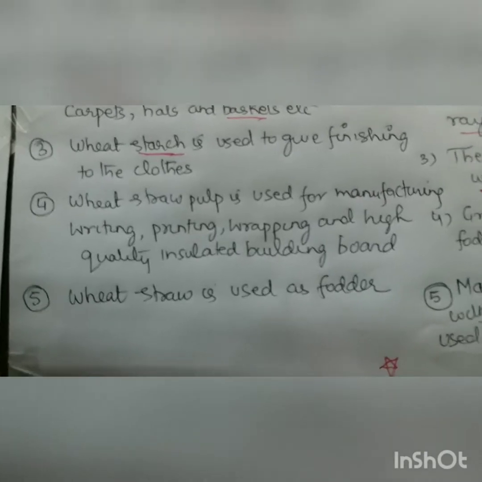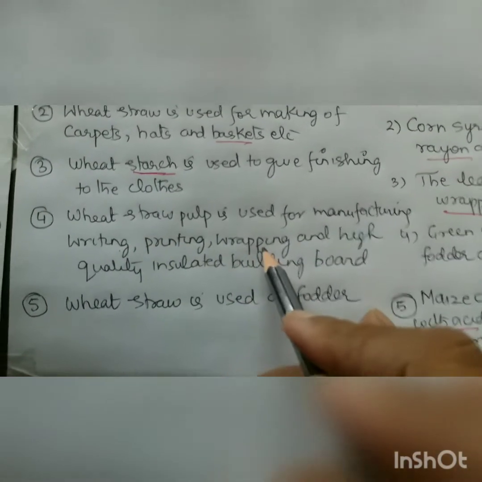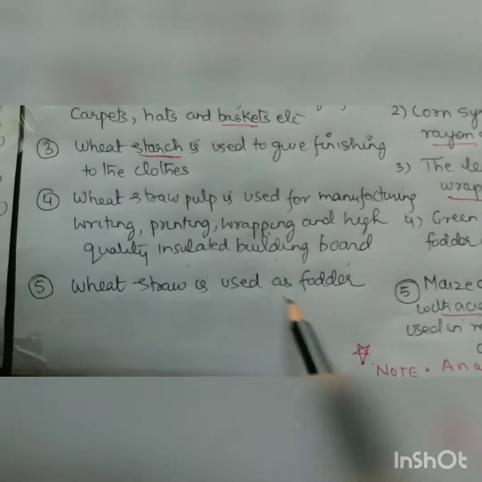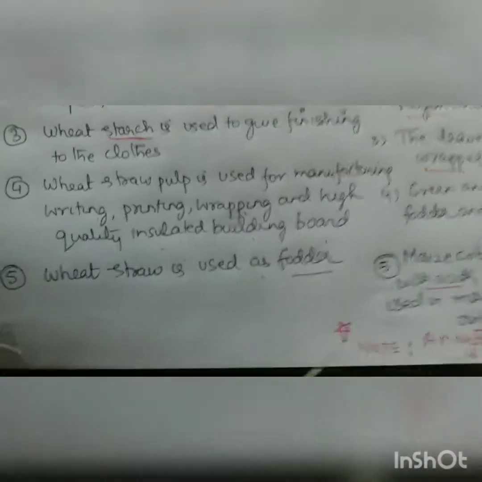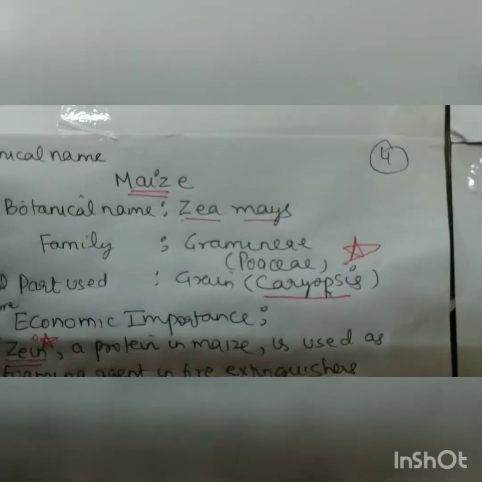Wheat straw pulp is used for manufacturing a lot of papers: writing, printing, wrapping, and high quality insulating boards. Wheat straw is also used as fodder. This I use every time. The last economic importance is the use as fodder. Then we are coming to the last part of this.